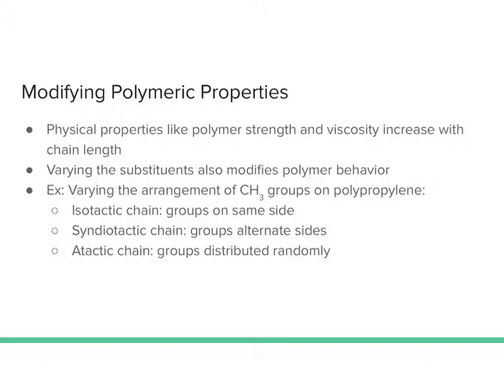Varying the substituents also modifies polymer behavior, with an example being varying the arrangement of methyl groups on polypropylene. Arrangements can either be described as isotactic, syndiotactic, or atactic. In an isotactic chain, groups are located on the same side, while in a syndiotactic chain, groups alternate sides. Meanwhile, in an atactic chain, the groups are distributed randomly.